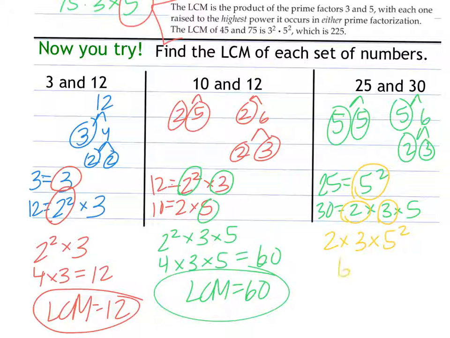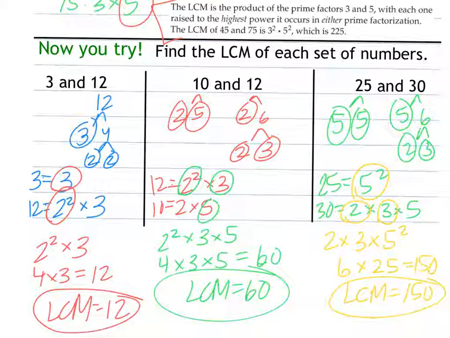So I know 2 times 3 is 6 times 25: 25, 50, 75, 100, 125, 150. Least common multiple equals 150. And again, you could have listed them. So you could have listed 25, 50, 75, and so on, and then 30, 60, 90, and so on. And you would eventually find that the smallest number that they have in common is 150. Either method will work.